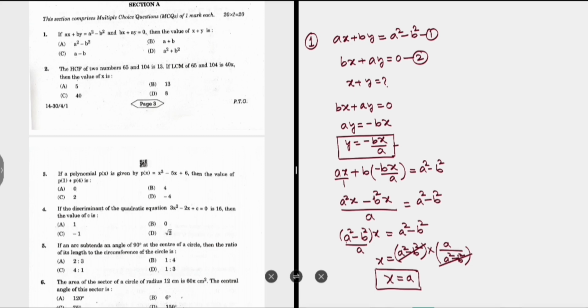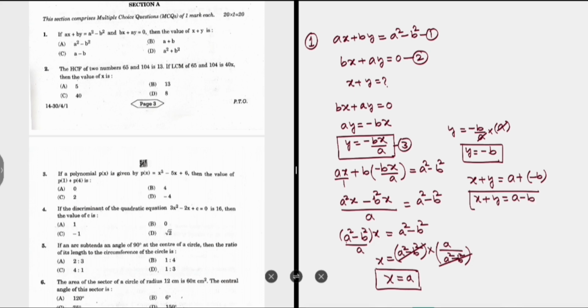Now this should be substituted in equation 3. Let us take this as 3. Okay, now this x is equal to a should be substituted in 3. Then we get y is equal to minus b by a into x value, which is again a. So a cancels, y is equal to minus b. So the value of y is minus b. We want x plus y value. So x is a, y is minus b. So what we get? x plus y is equal to a plus of minus b, which is a minus b.